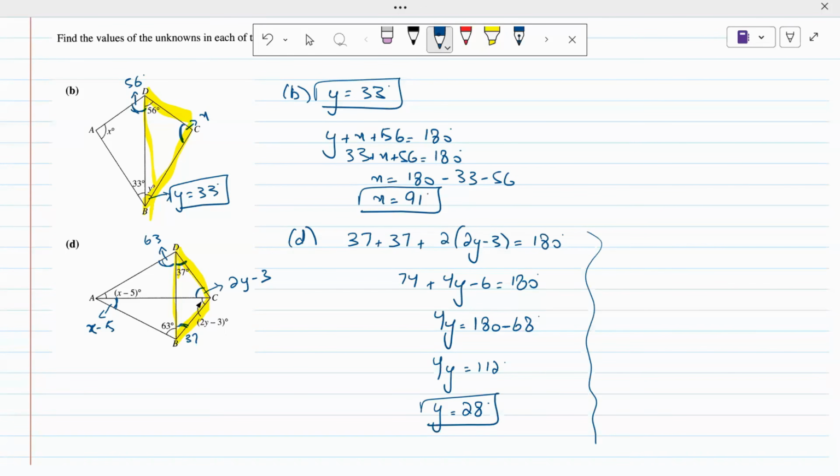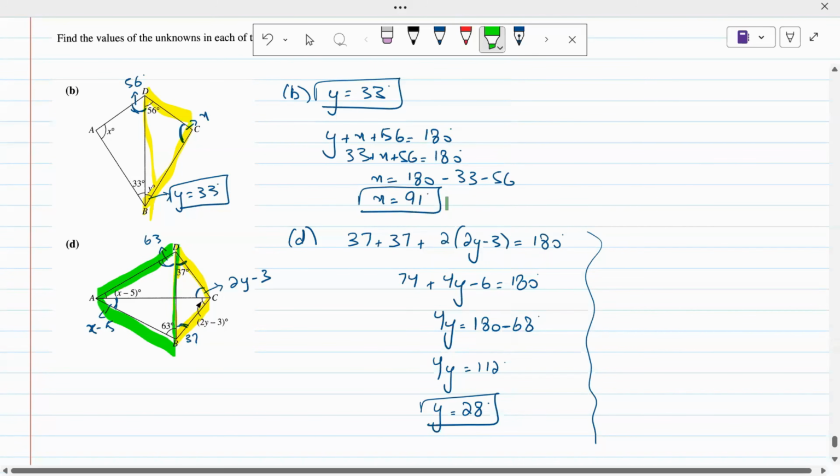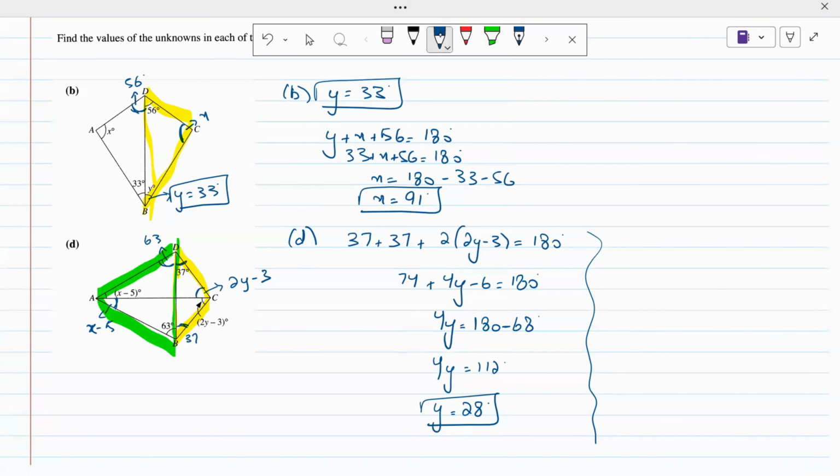All right, after this y is found, now we'll focus on the second isosceles triangle found, which is the bigger one. This is also an isosceles. So in this isosceles, we have angle B and angle D same as 63. So 63 plus 63 plus, and then we have two parts of angle A, and both the parts are x minus 5. So 2 into x minus 5, and they will all sum up to 180.